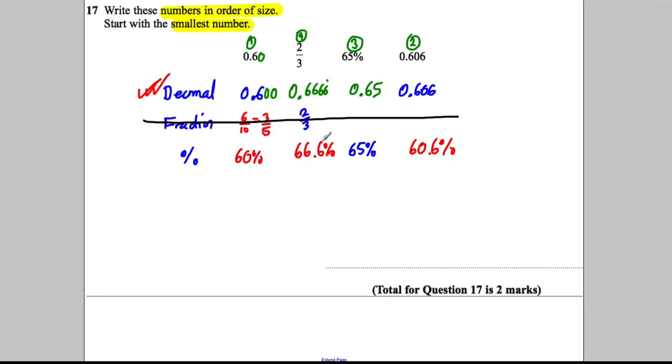Now, when you're stating the final answer, state them the way the original question was given. So the smallest here is going to be equal to 0.6, this one. The next smallest is going to be 0.606. The next smallest is going to be 65%. And the next smallest is going to be 2/3. And we're done.